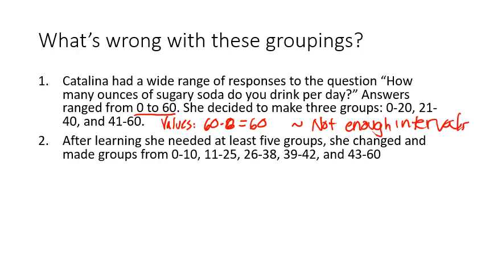So she tried again. After learning she needed at least 5 groups, she changed and made groups from 0 to 10, 11 to 25, 26 to 38, 39 to 42, and 43 to 60. So now we have 5 groups. That seems better. What's wrong with these groupings?